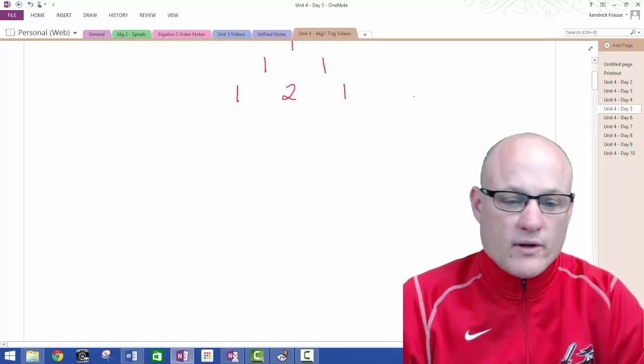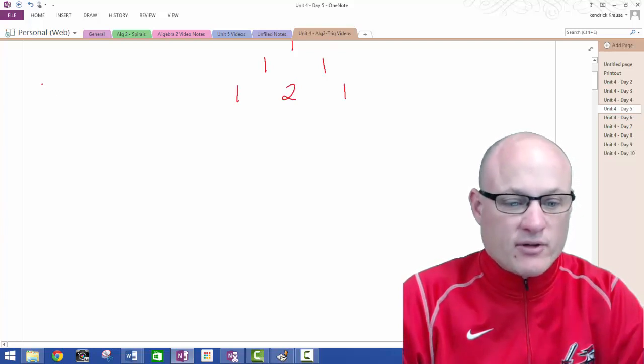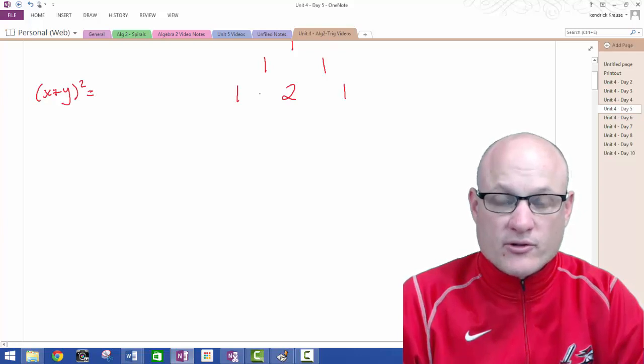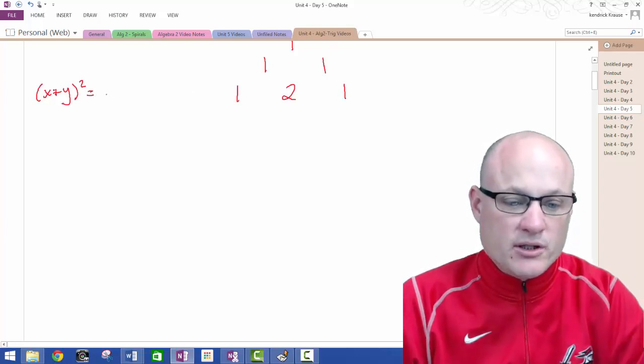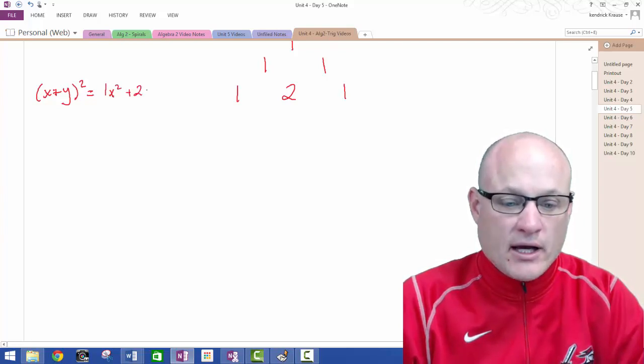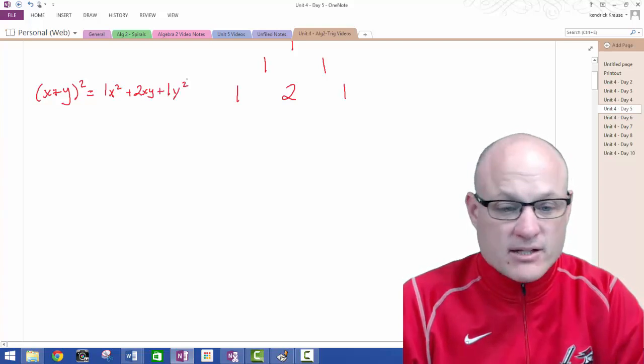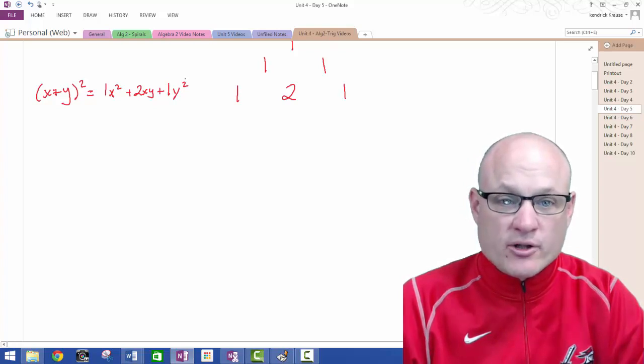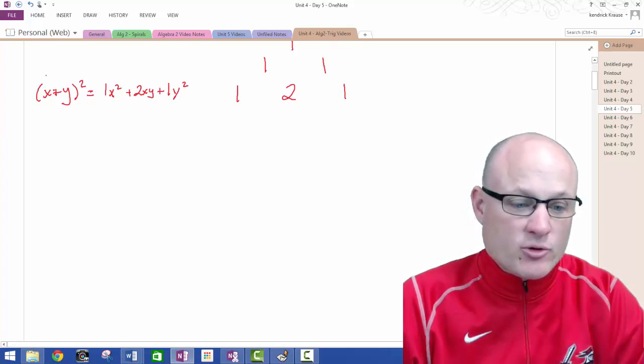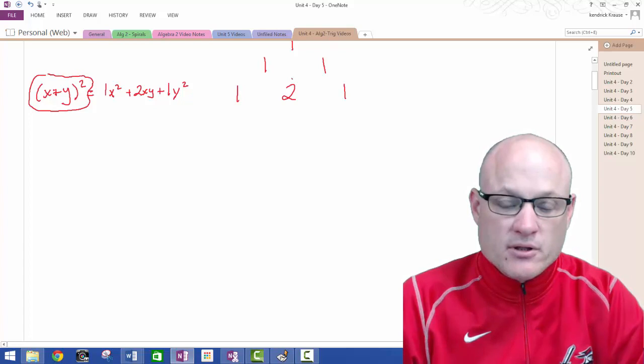1, 2, 1. So what this says is if you take the expansion of, let's say, x plus y squared, and you use this row of coefficients, these stand for the coefficients that go in front. What it'll be is 1x squared plus 2xy plus 1y squared. That's what that stands for. So we're going to use those coefficients in order to expand a binomial to whatever degree we want. In this case, second degree. This number here dictates which degree we're going to be expanding it to.